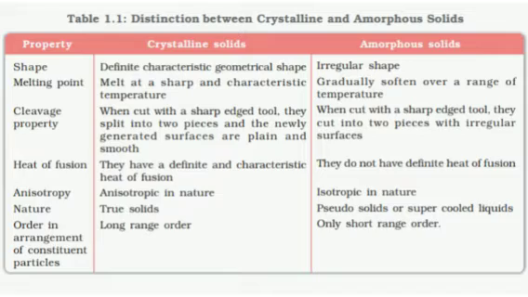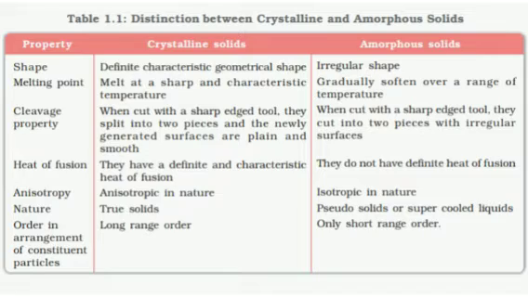Heat of fusion: crystalline solids have a definite and characteristic heat of fusion, whereas amorphous solids do not have a definite heat of fusion. Anisotropy: crystalline solids are anisotropic in nature, whereas amorphous solids are isotropic in nature.